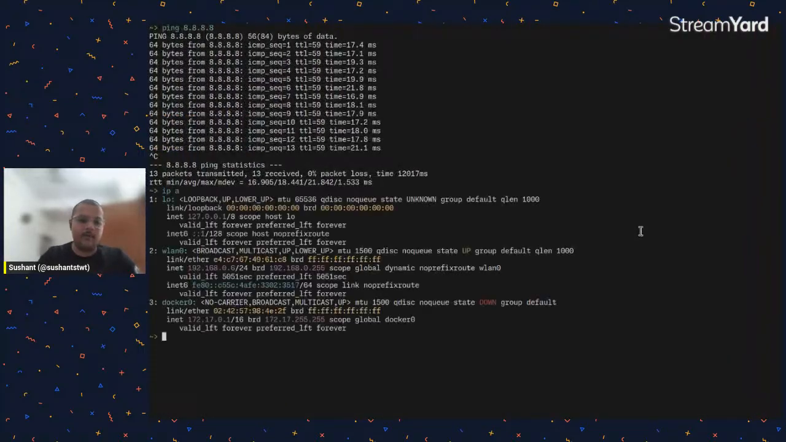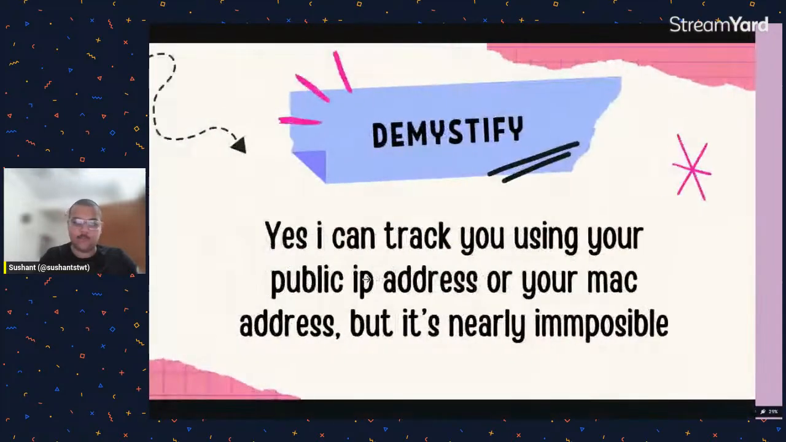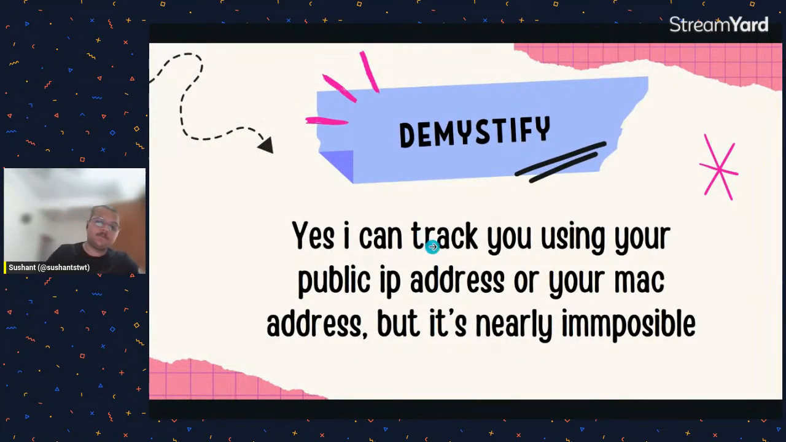Over here, if I do ip a, this is my MAC address. If you want to, go ahead, track me. You can't. It's near to impossible. Until you have my public IP, then it might become a little easier. But again, my ISP needs to intervene.